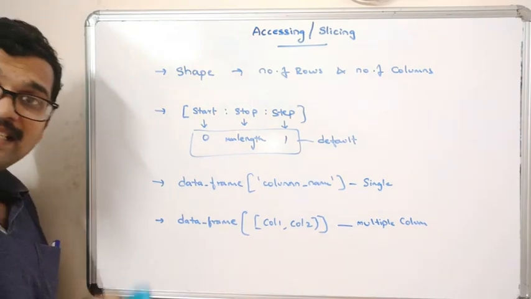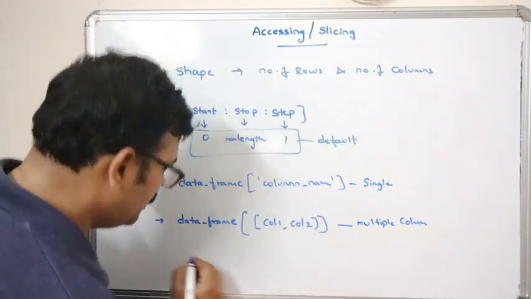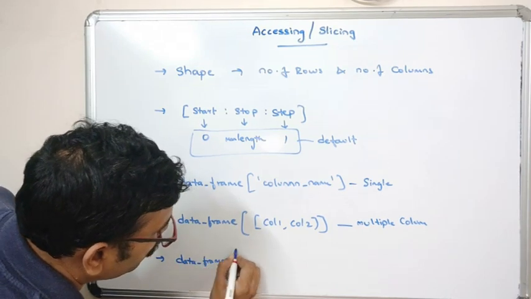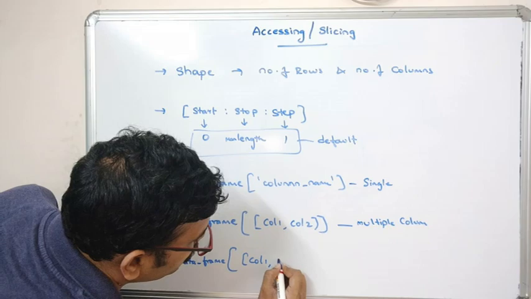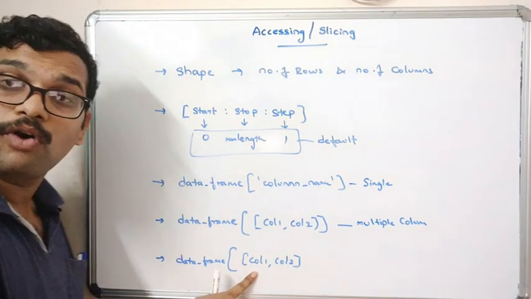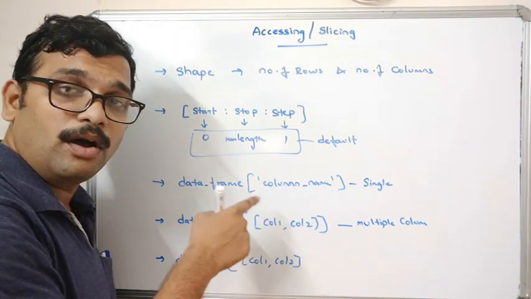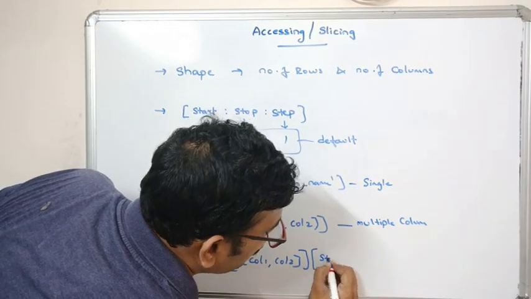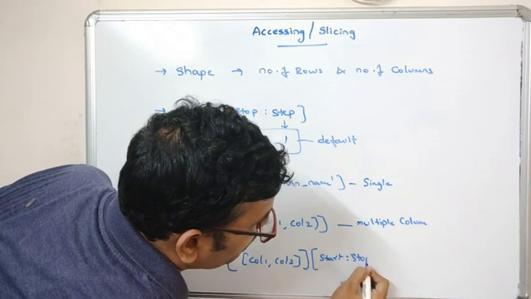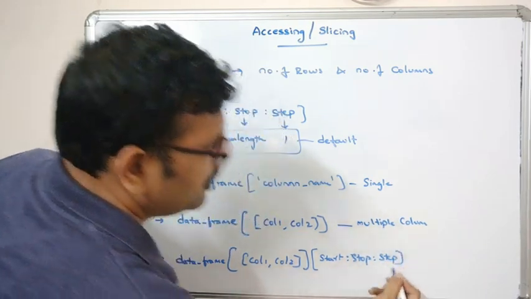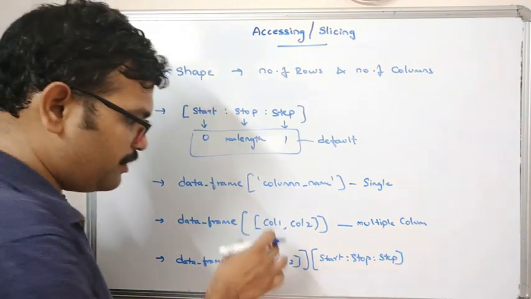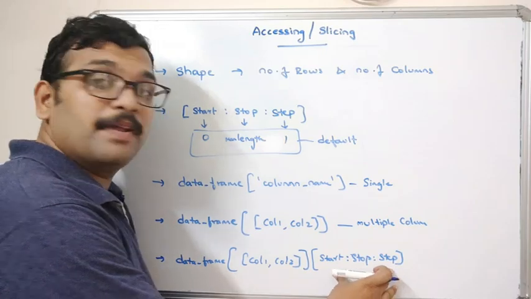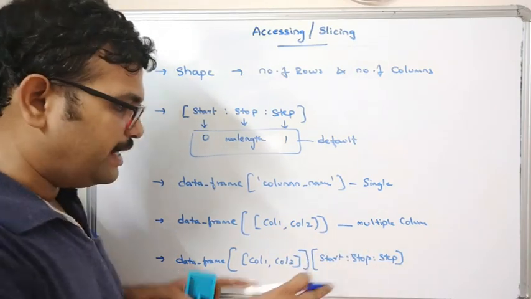And if you want to apply slicing for only these 2 columns, simply go with data frame of, give the column names, column 1, column 2. Here you need to write column name 1, column name 2, and simply give the start, stop, and step. So this will give the slicing operation. First it will give only those 2 columns, and for those 2 columns we will apply the slicing operation. So like this we can apply.